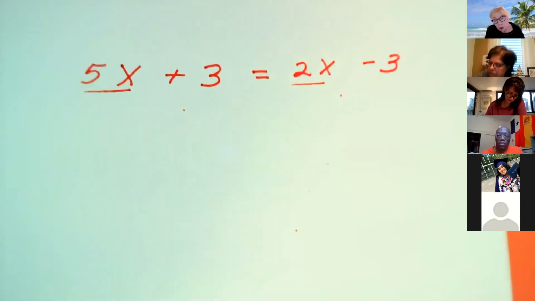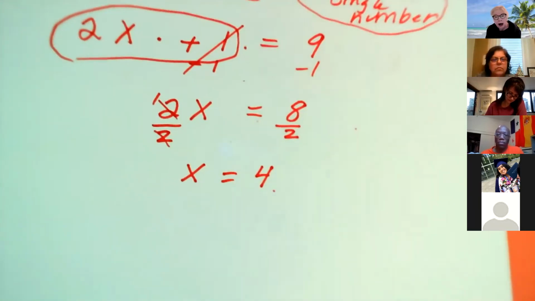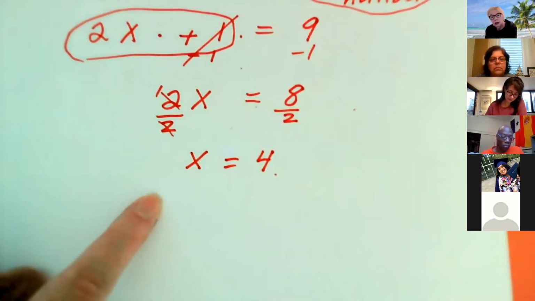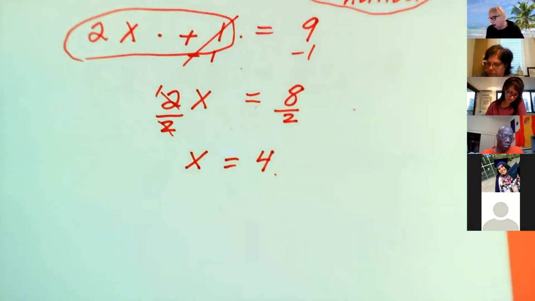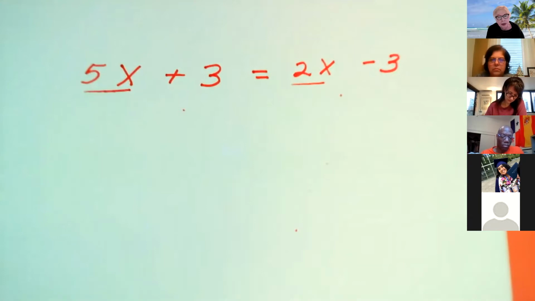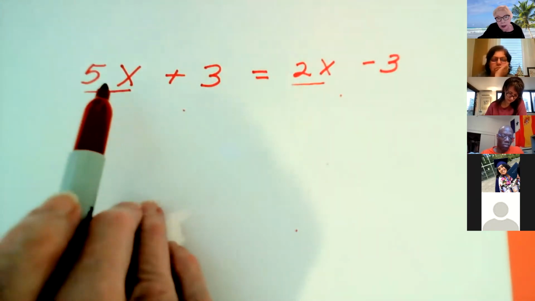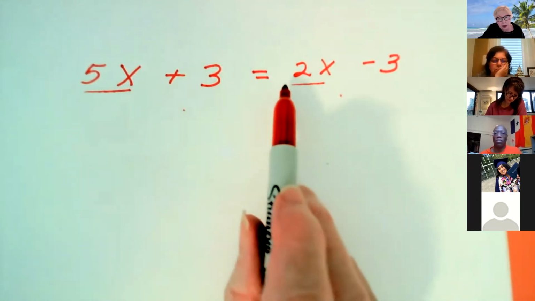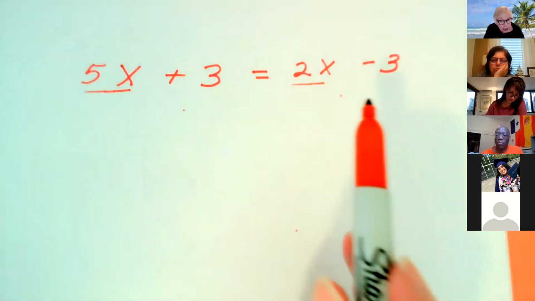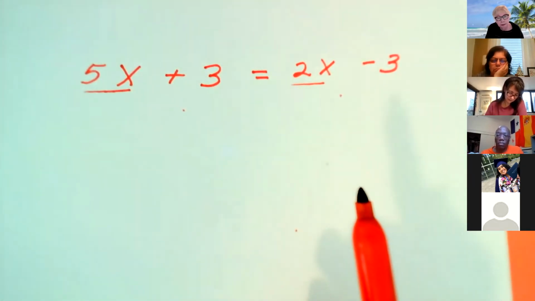Because remember, the goal is to get X on one side, right? And the answer on the other, just like I had right here on the last problem. I was done when I said X on one side, 4 on the other. And then we were happy. But this is not going to work because I have letters on both sides. They're both X or we wouldn't be able to do it.